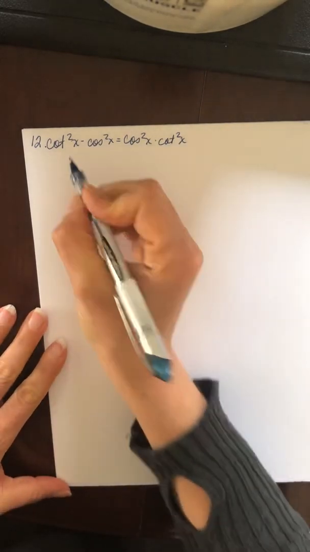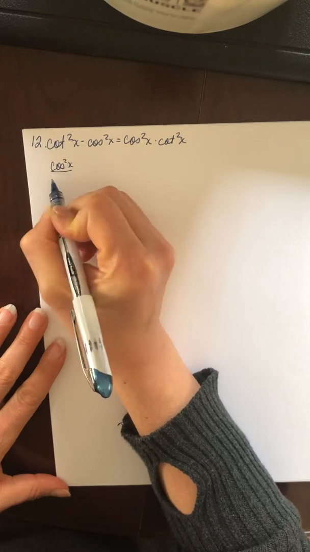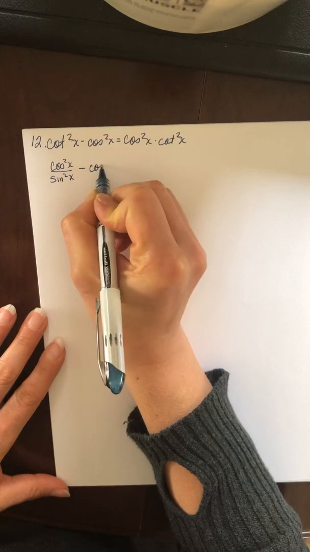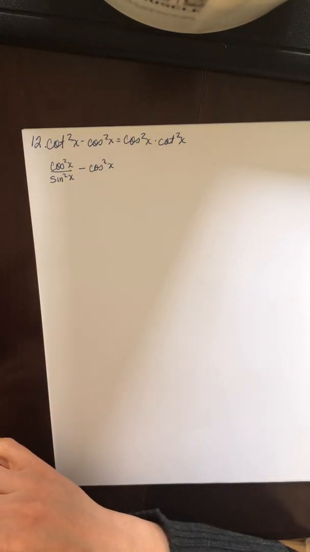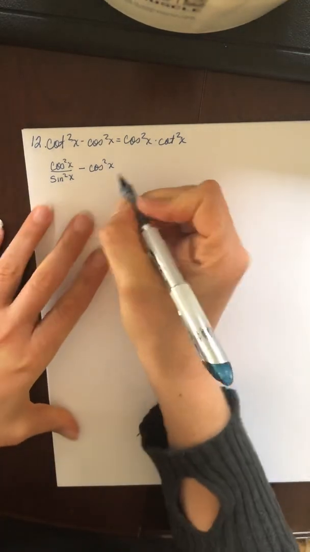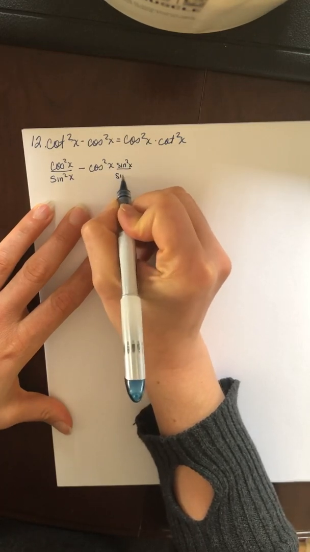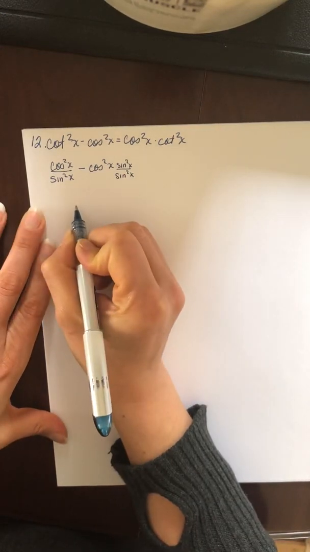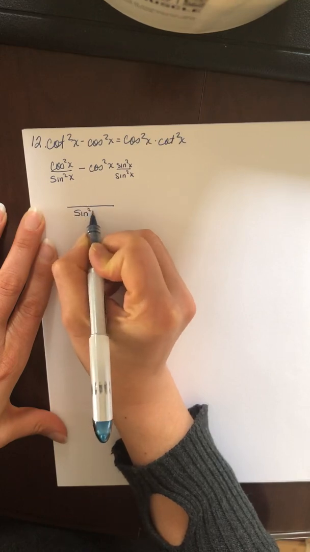see some patterns. So I'm going to start with cotangent, and I'm going to make it cosine squared x over sine squared x. And I'm going to leave this as minus cosine squared x. Okay, we want to combine. And in order to combine, we need a common denominator. So what that means is I need to multiply this guy by sine squared over sine squared. Okay, so I'm going to say our common denominator now is sine squared.